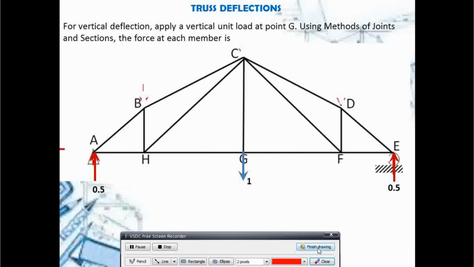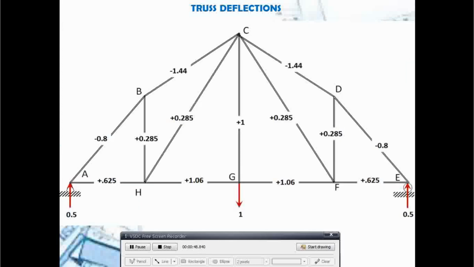So, kapag nakuha na natin yung mga reaction, we can now solve for the values in AB, AH, BC, HC, HG, and so on and so forth. Again, you may use method of joints or method of sections. For my case, this is my answer. Yan. Due to this one unit load, mayroong positive 0.625 kay AH. Again, positive, yung AH is under tension. Yung AB, negative 0.8, that is under compression.